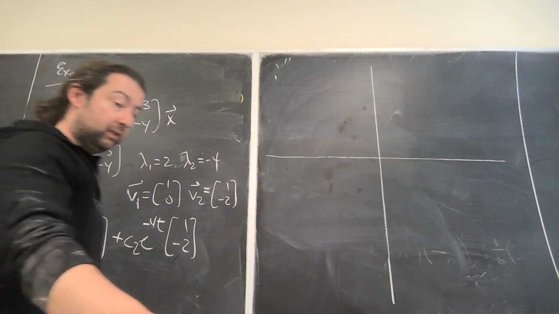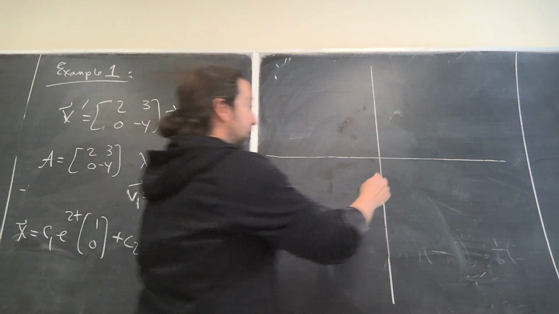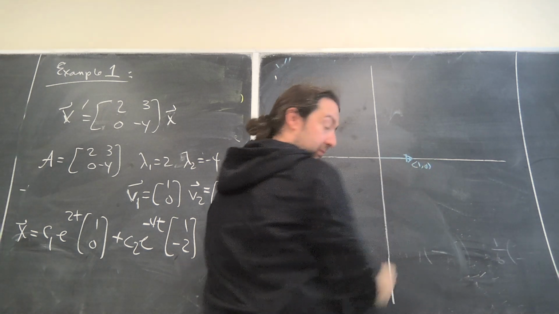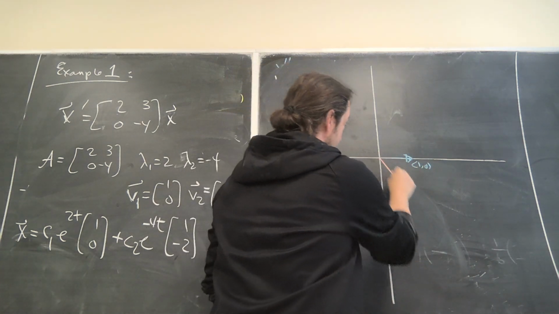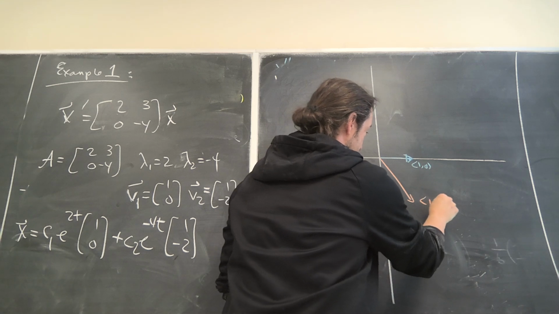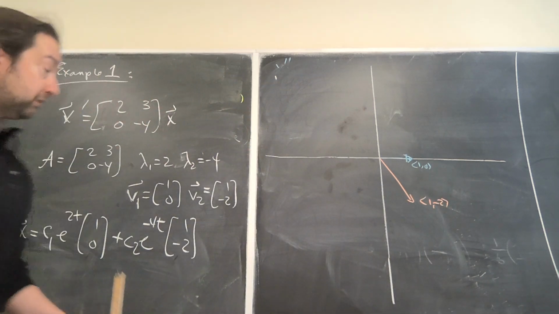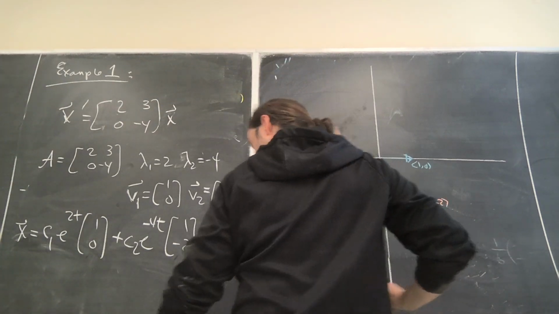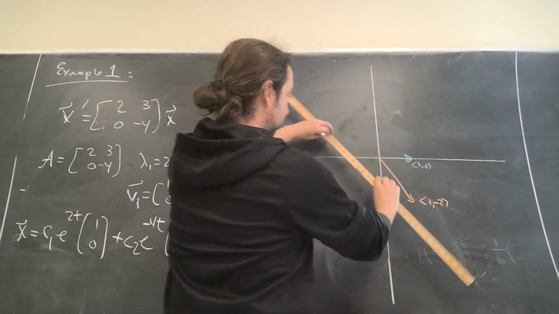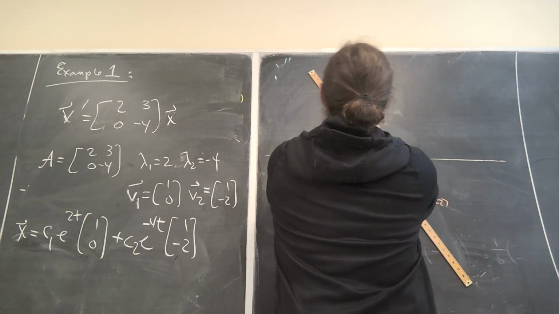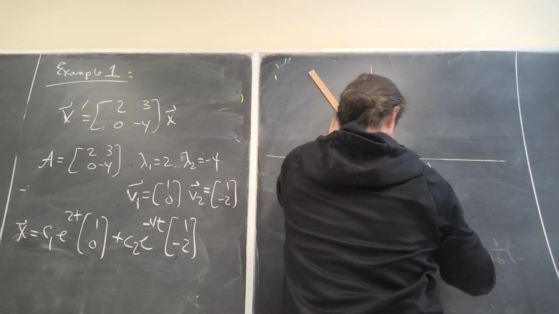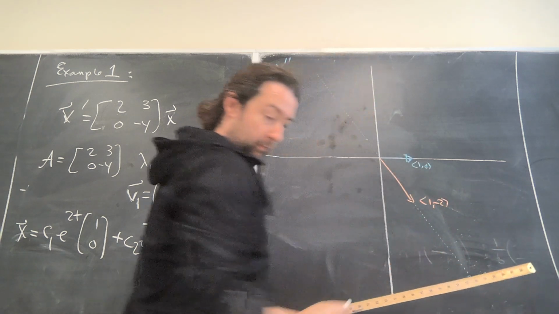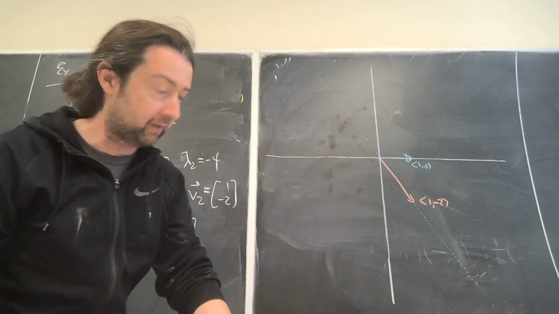What was I doing? Okay. So I have the vector 1, 0 and the vector 1, negative 2. Those are my eigenvectors for the problem. Okay, so what is actually happening if I'm on this line?